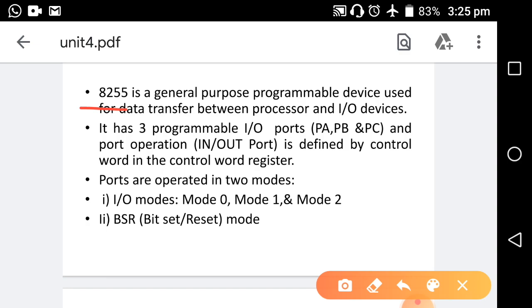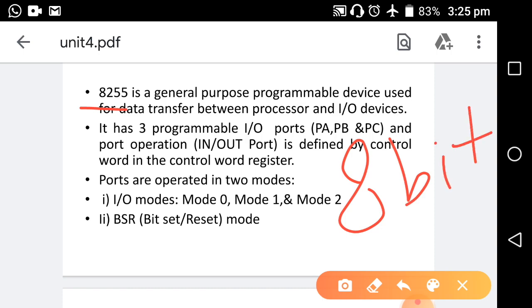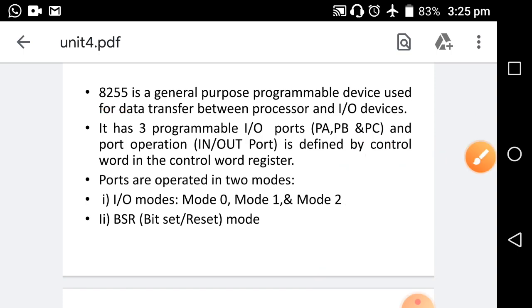8255 IC के अंदर हम उसकी फंक्शनिंग को कंट्रोल करने के लिए एक कंट्रोल रजिस्टर होता है 8255 के अंदर, and the size of the control register is 8-bit long. जो साइज होगा कंट्रोल रजिस्टर का वो 8-bit का होगा. So the 8255 IC has the 3 ports, port A, port B, port C, as well as the one control register which decides the programming of the 8255.